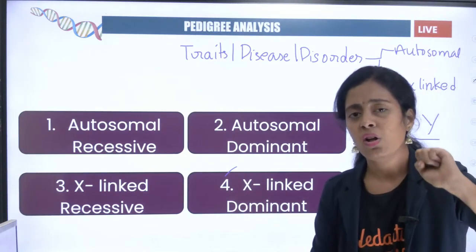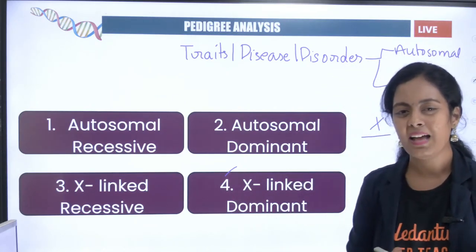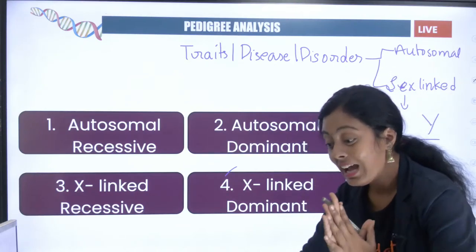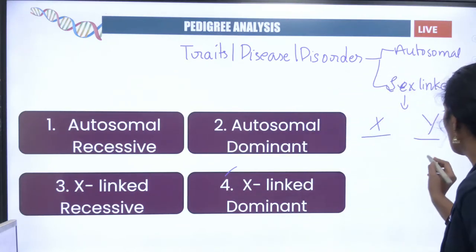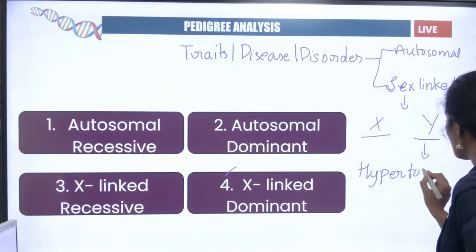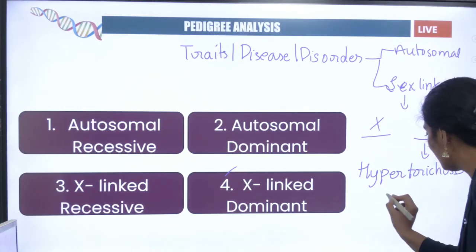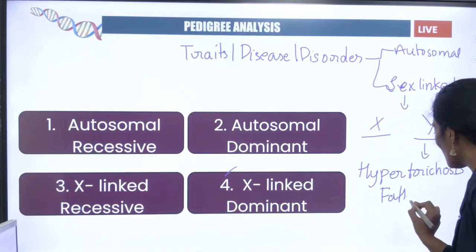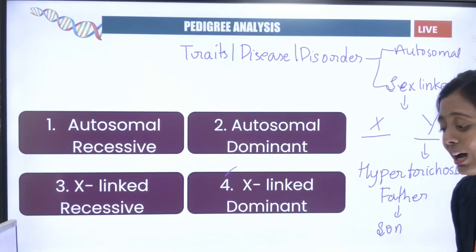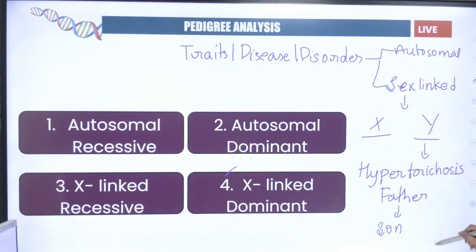Does anyone know an example for Y-linked inheritance? It is a very interesting example, it is not a disease at all, it is an inheritance. Do you know an example for Y-linked inheritance? We call it hypertrichosis. Okay, it is inherited, this is extra but interesting, from father to the son. What is Y-linked inheritance? It is the inheritance of a trait from the father to the son.